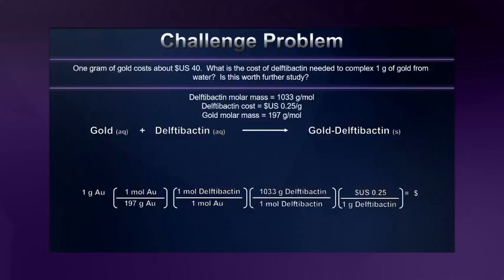Now, my calculation gives me, when the unit analysis is done, grams of gold canceling, moles of gold canceling, moles of delftibactin canceling, and grams of delftibactin canceling, telling me how much I have to spend on that material if I'm going to attempt to collect gold and make some money here. And it turns out that to get that amount that we would need, again, assuming that all of our other assumptions were true, is actually about $1.31. So now you can begin to see why people get so excited about this concept.